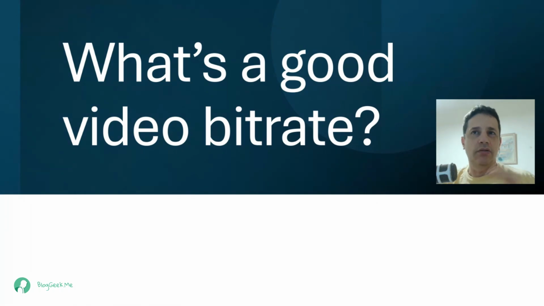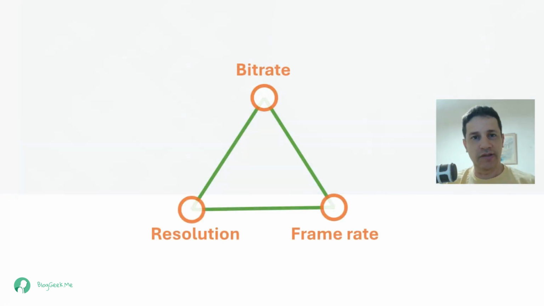Let's check what is a good video bitrate. For me, when I think about bitrate, I think of a three-legged stool. Each leg of this stool stands for something. There is bitrate, resolution, and frame rate. When we change or tweak one of them, we need to play with the others. Otherwise, the chair won't be stable anymore.